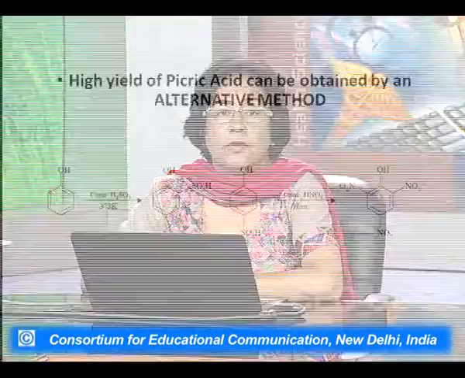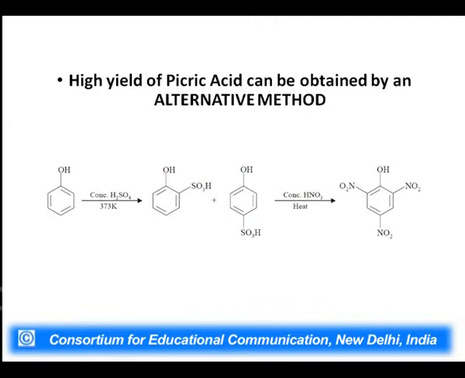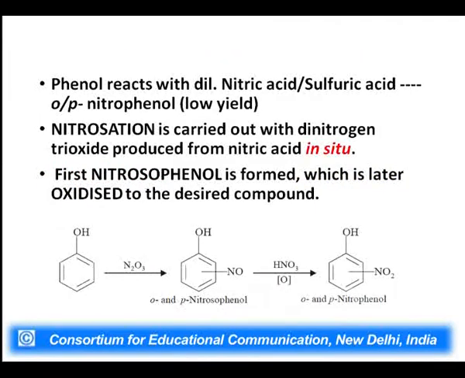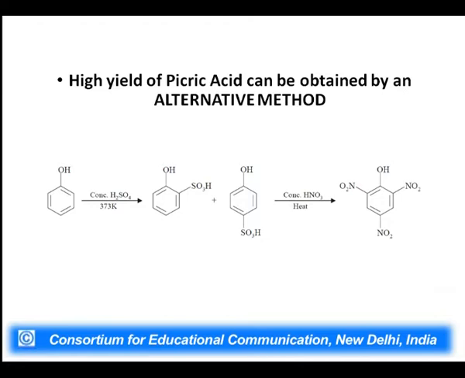In this case we will first do sulfonation with concentrated sulfuric acid. When we do sulfonation, phenol is converted to ortho-hydroxybenzene sulfonic acid and para-hydroxybenzene sulfonic acid. Now in the second step, we do the reaction with concentrated nitric acid. When we do this, nitric acid brings about desulfonation, that is, it will remove the sulfonic acid group and we get the trinitro product, that is 2,4,6-trinitrophenol, which is also known as picric acid.